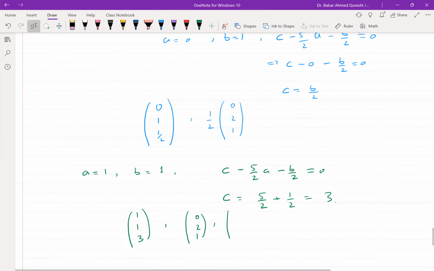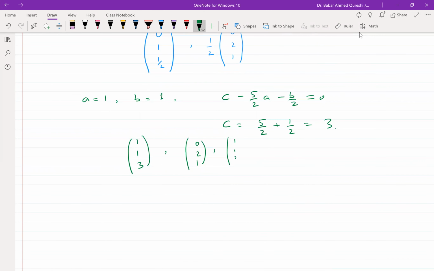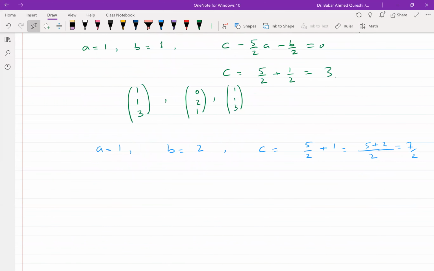Well, it just came out to be equal to one of the original ones. And I can give some other value. Let's say A is equal to 1 and B is equal to 2, then C is 5 by 2 plus 1, which is 2, and 5 plus 2, 7 halves. So my vector would be then 1, 2, 7 halves, and it's linearly dependent with these guys.